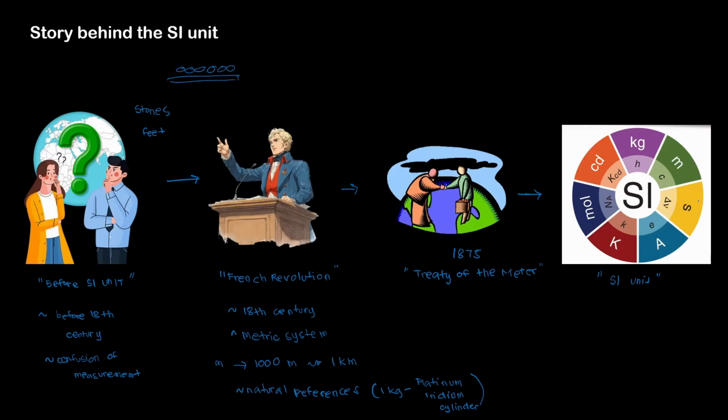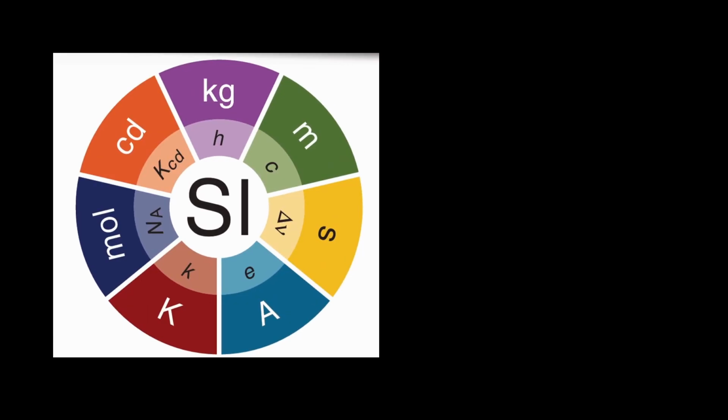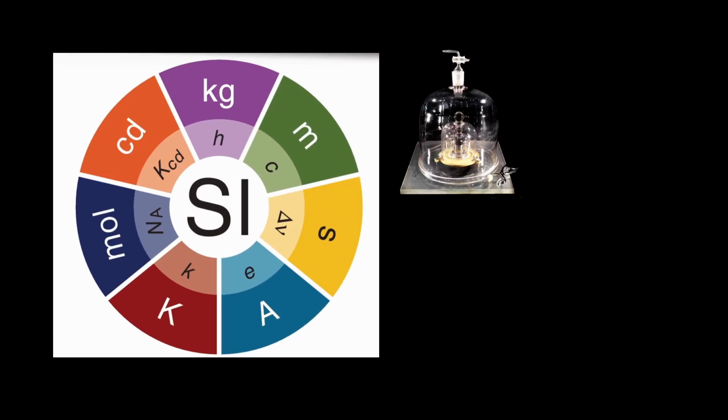To discuss this further, this circle here. As I have mentioned before, the natural references such as this. This is what I was talking about, the platinum iridium cylinder. This is found in France. I think it is in a museum now. This is equal to 1 kilogram. So when you ask how much is 1 kilogram, they say this is the perfect 1 kilogram.